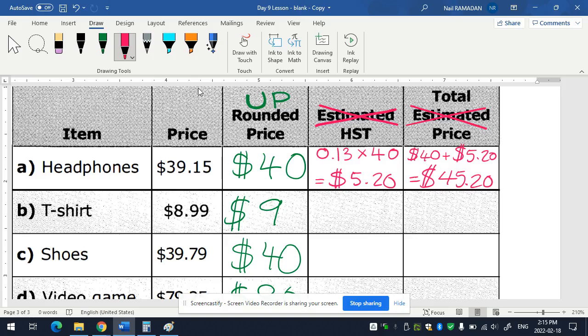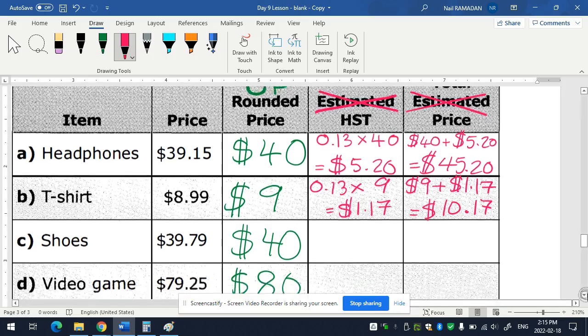Okay? Next one. 0.13 times 9. 1.17. So that means the full price is the 9 plus 1.17. Well, you better make sure that you have $10.17 on you. You will definitely be able to buy that item.